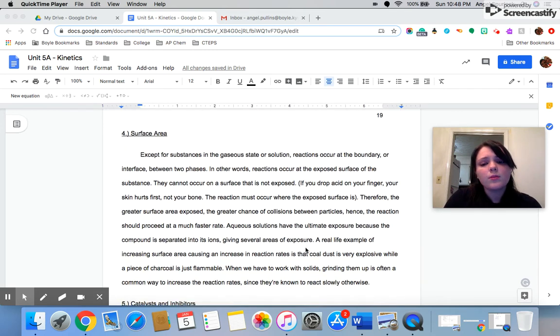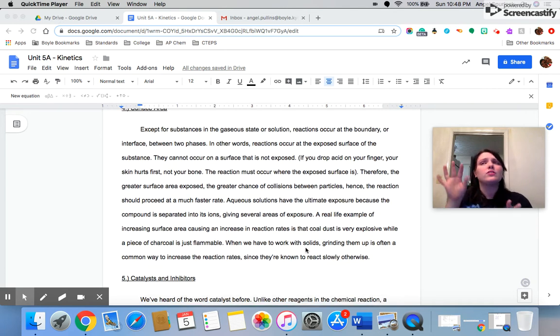The next thing we're going to talk about is surface area. So with the exception of gaseous substances, reactions occur at boundaries. So if you drop acid on your finger, the boundary is your finger. Your bone inside your finger is not going to hurt because it's not exposed. You can't react with something that's not exposed, right? So the more pieces that you have exposed, the more collisions you're going to have, and the faster your reaction is going to go. I like to use my calculator for that because it's just a really quick, fast, easy way to talk about it.